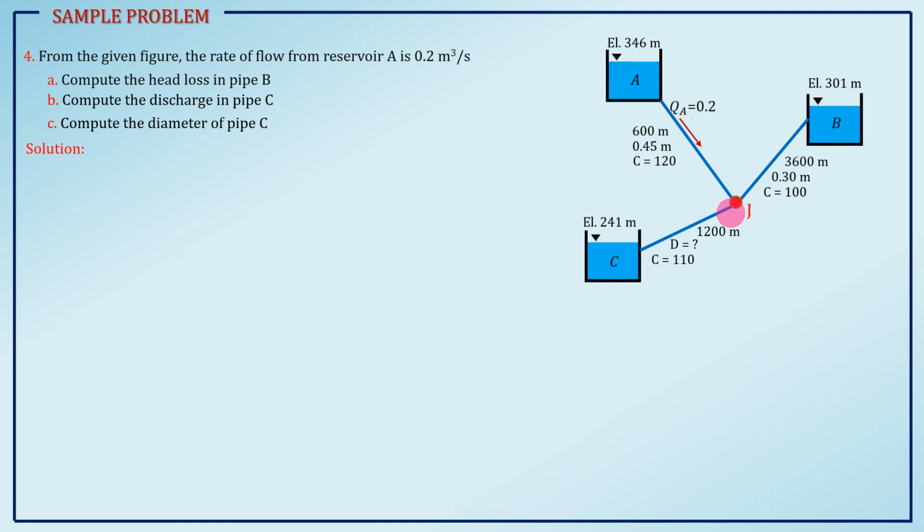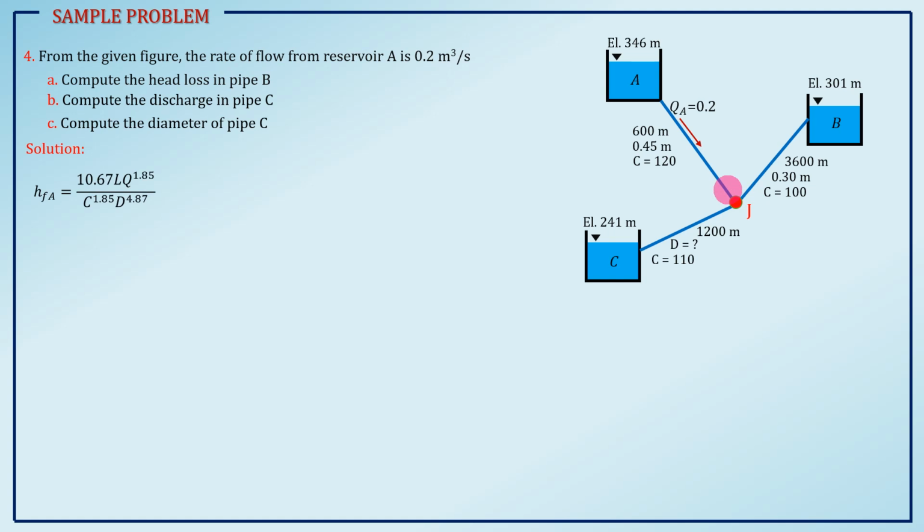So, we will check it by determining the position of J prime. We get J prime by solving the head loss at point A, then subtracting it from the elevation of reservoir A. Then you will determine the elevation of your J prime. So, let's calculate the head loss at A.